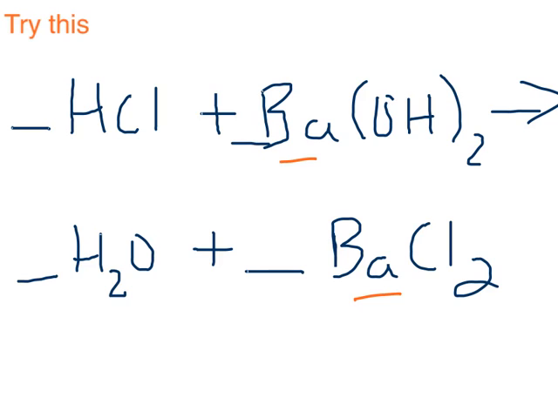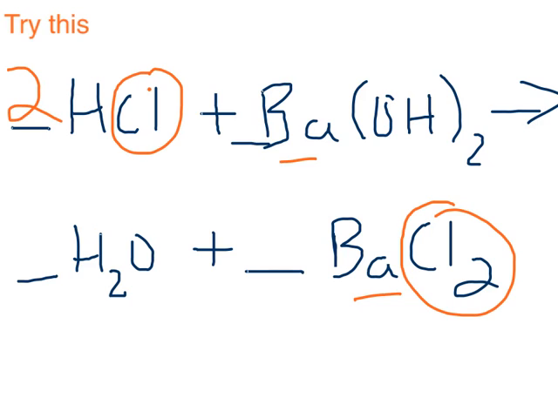Next thing I do is balance any nonmetals other than oxygen and hydrogen. Okay, so look here. I've got a Cl here, and I've got a Cl2 here. So what do I need to do? I need to put a 2 right there. Because now I've got 2 chlorines there and 2 chlorines there, and that's balanced.